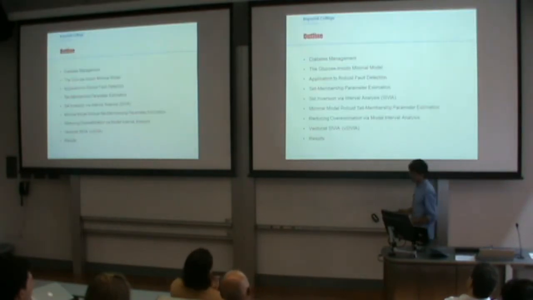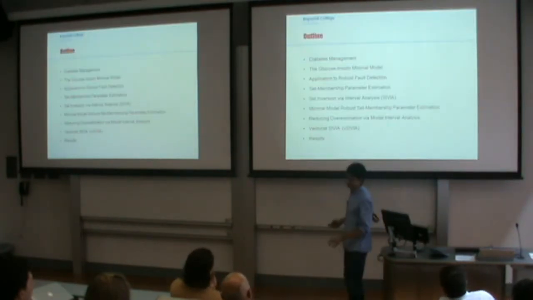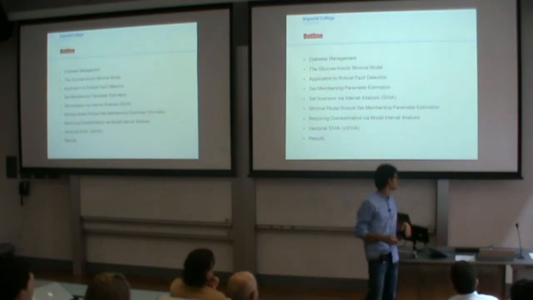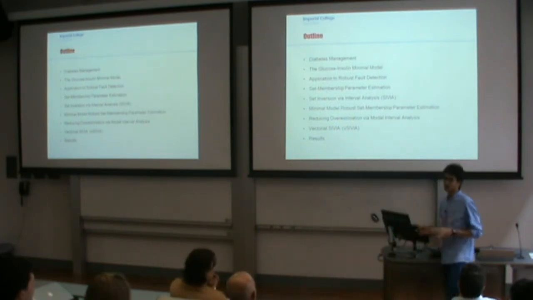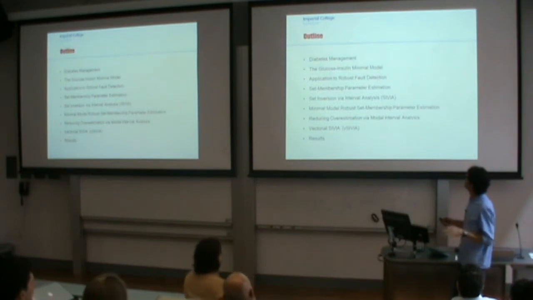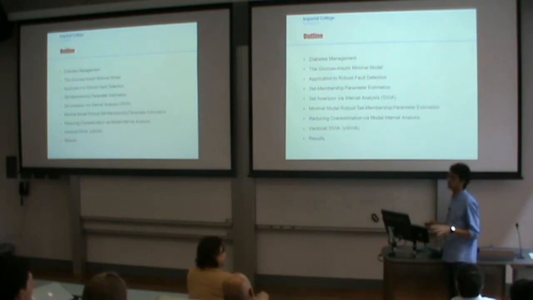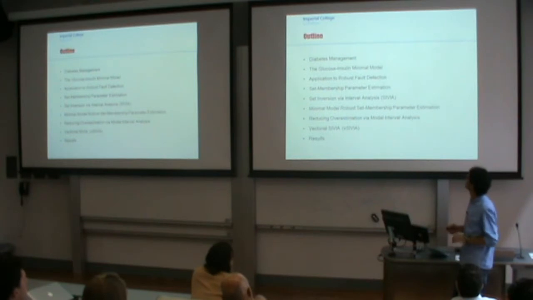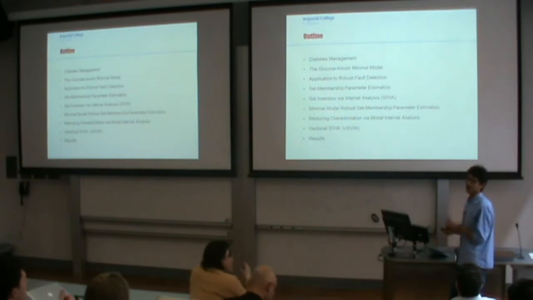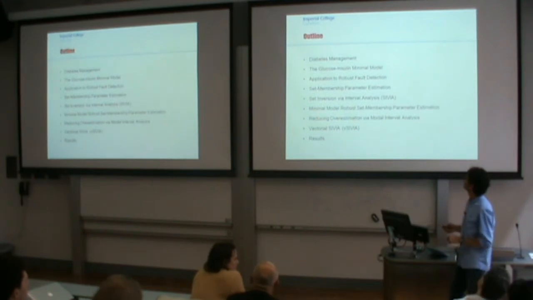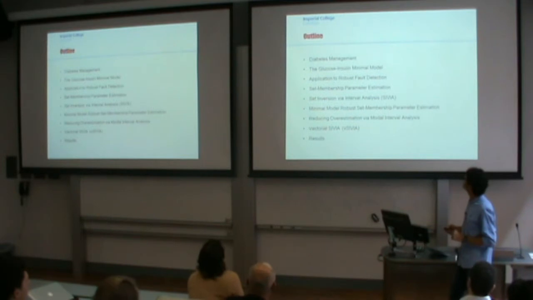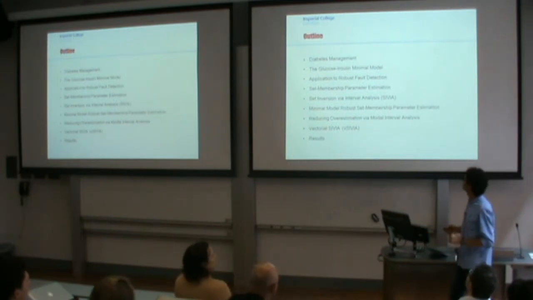So, a little bit of the outline of my presentation. I'm going to put my work in context. I'm going to talk about diabetes management. Then I'm going to introduce the glucose insulin minimal model, the one that we're going to identify later on. Then, to motivate why it's interesting to identify this model in a robust way, I'm going to present an application to robust fault detection that we did some time ago with colleagues from Girona.